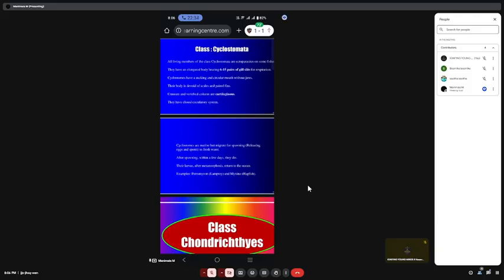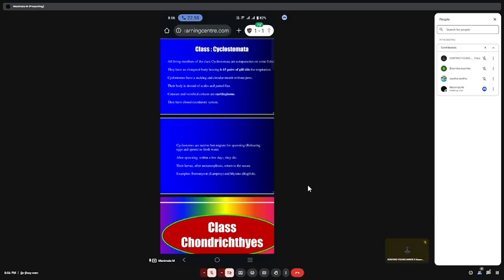How is the body? Long, elongated, looks like an eel. And is it an ectoparasite or an endoparasite? Ectoparasite. The cyclostomata is an ectoparasite. So it lives on other fishes.